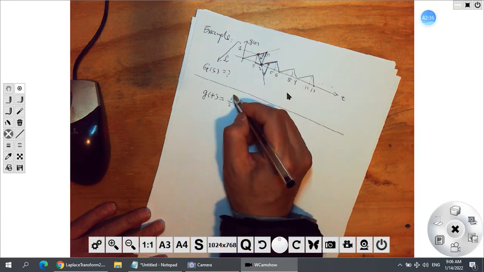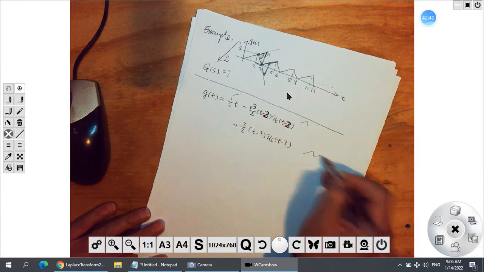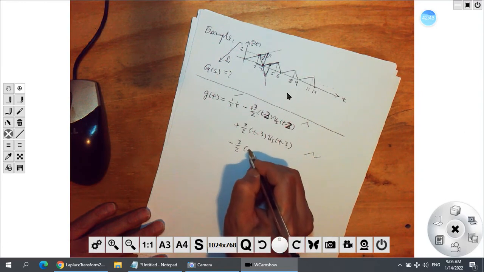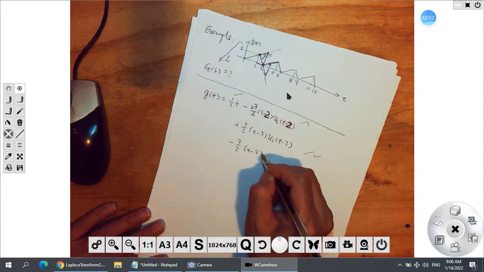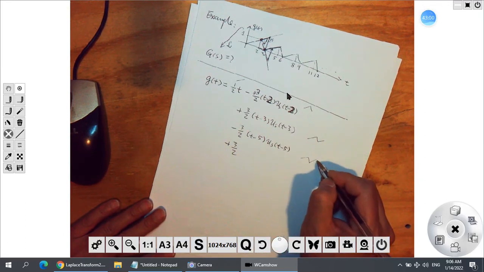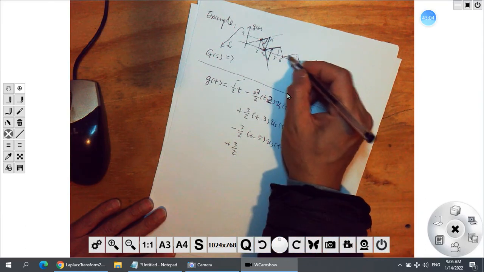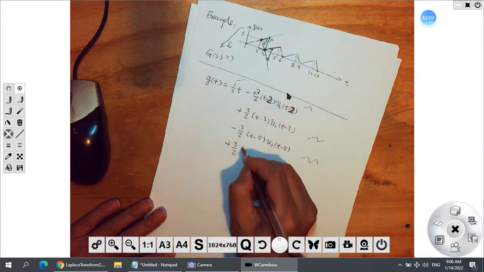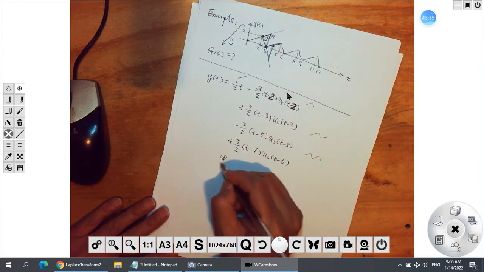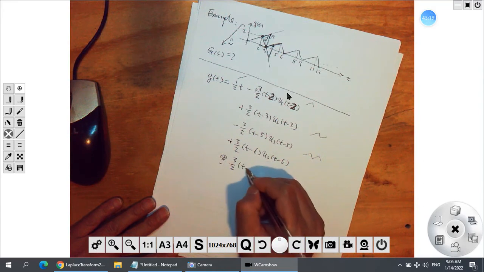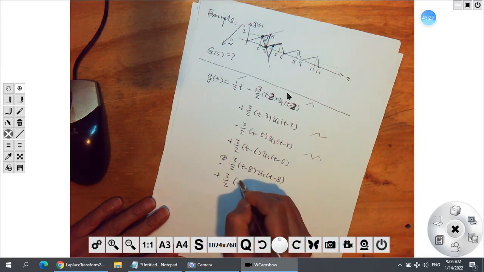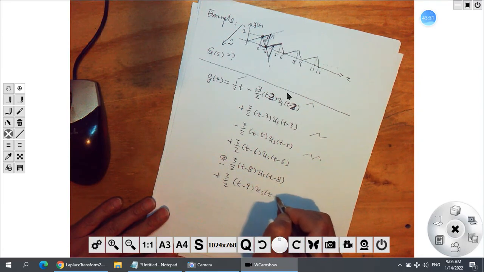After this one we get this, and now we get this, and keep working on this one. This one will be the same as this, minus 3/2 (t minus 5) u_s(t minus 5), where we change direction at 5, plus 3/2. Now we go to here. We need a 6. It's (t minus 6) u_s(t minus 6), and then plus 8. That is minus 3/2 (t minus 8) u_s(t minus 8), and plus 3/2 (t minus 9) u_s(t minus 9), and so on.